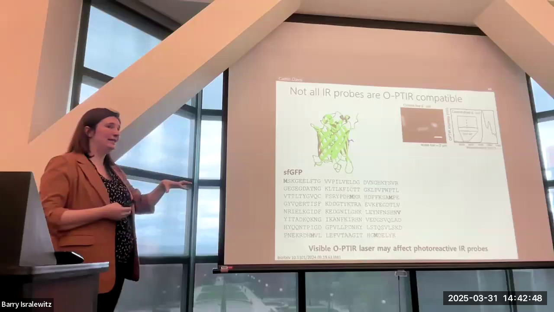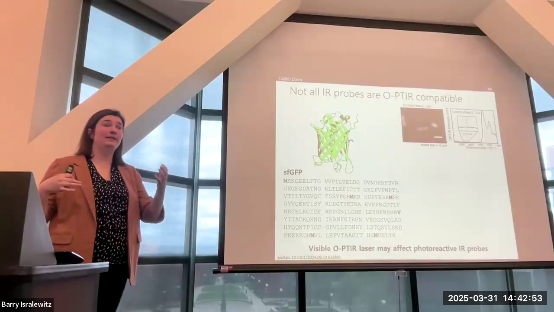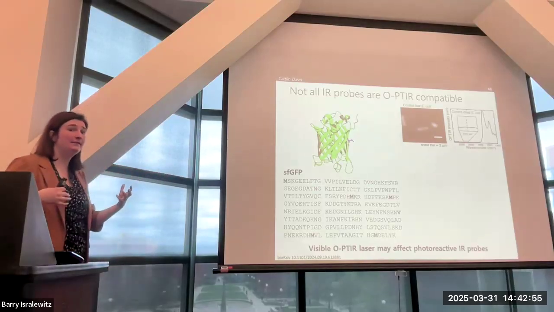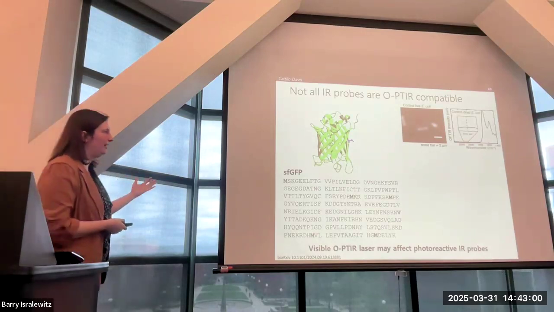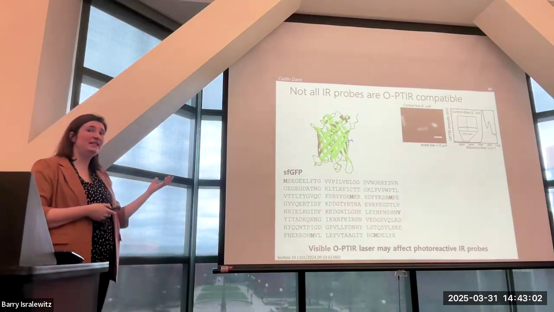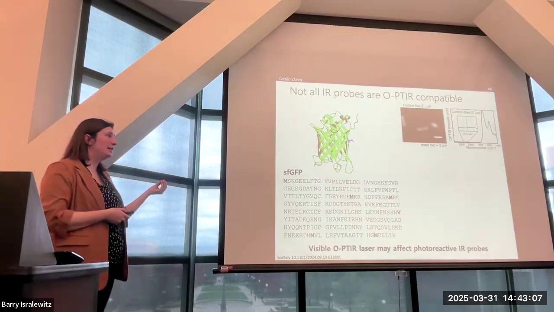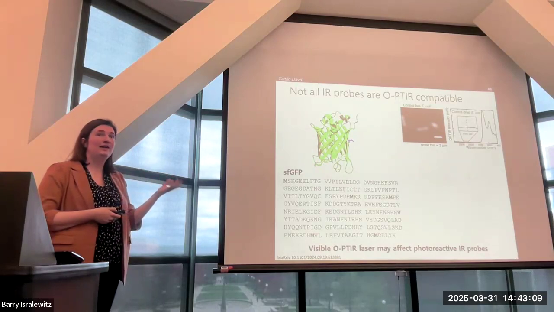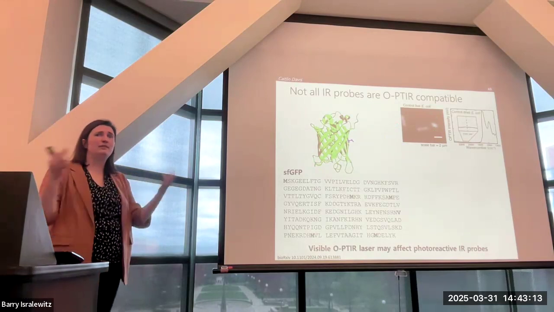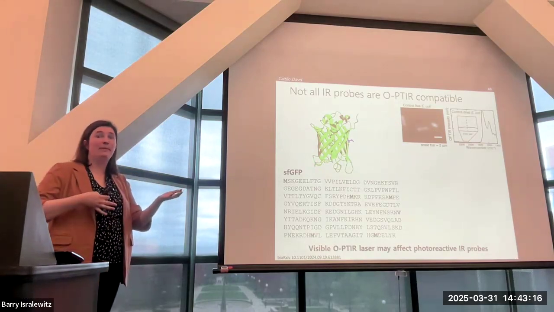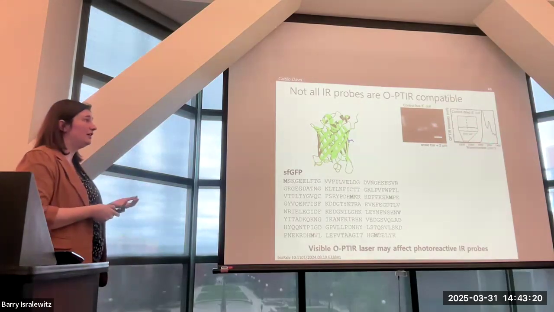And this is because we need probes that are not only going to be IR stable, they also have to be photostable. And some of the IR probes are photoreactive. To show you that, I have one of our favorite proteins to test, superfolder GFP. This is nice for testing incorporation of unnatural amino acids because if the unnatural amino acid is properly introduced, you'll see fluorescence. So this is a fluorescence image, and we can collect fluorescence images on our O-PTIR microscope because we have visible light.